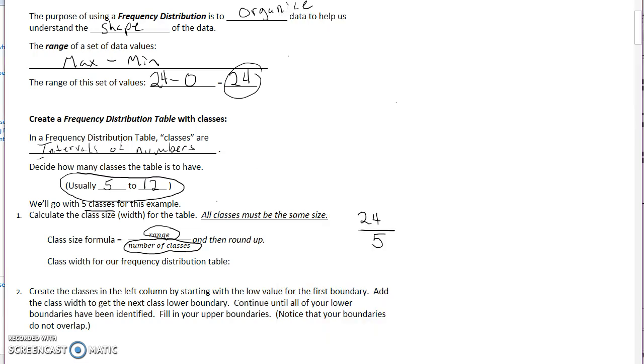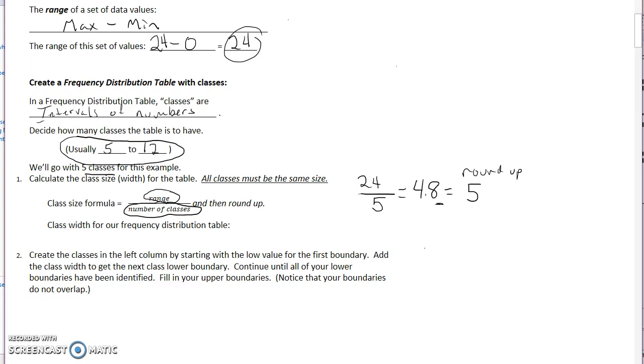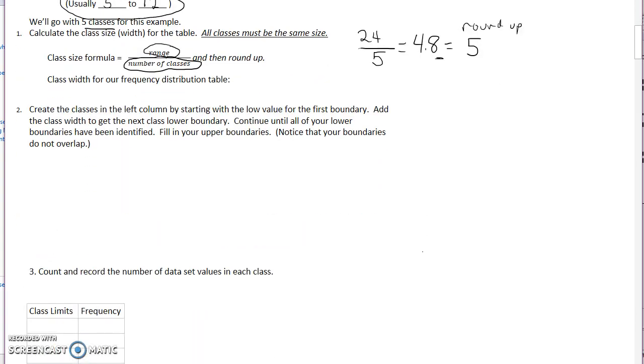So that means the width of this should be something like 4.8, but I don't really want to count by 4.8s, do you? So most of the time, it doesn't matter what this number is. If you get a decimal, we're going to round up to 5. Okay, so we need to make these 5 wide. So we're going to go down, and it says create the classes.